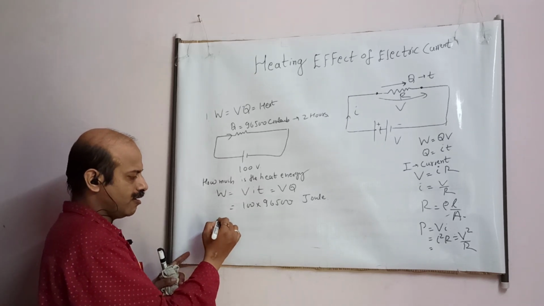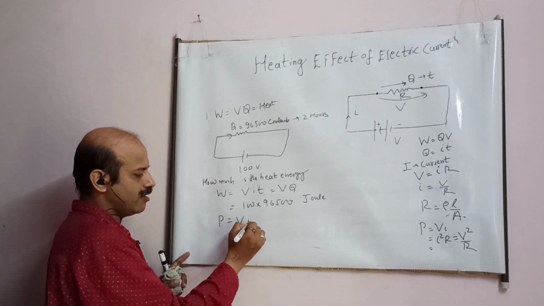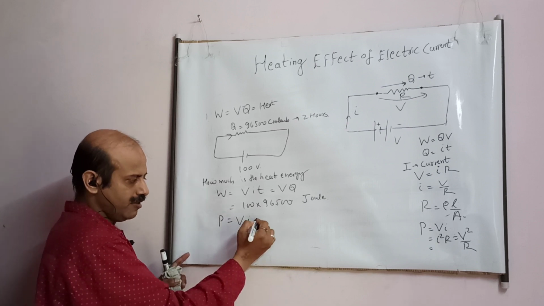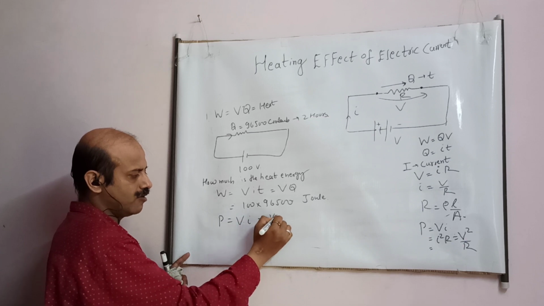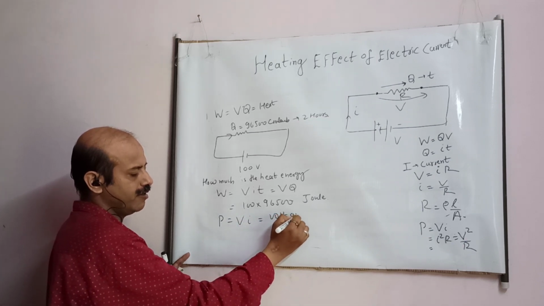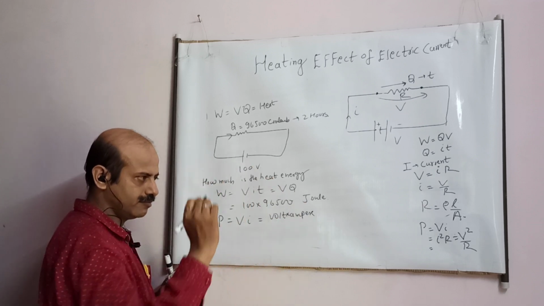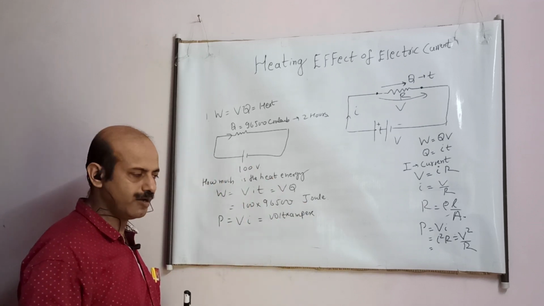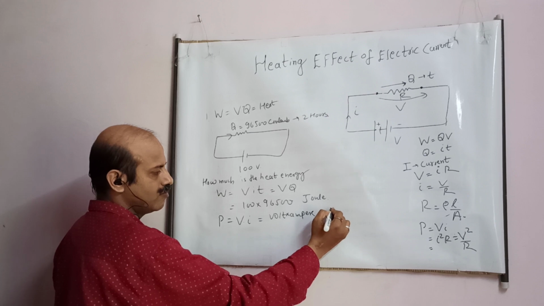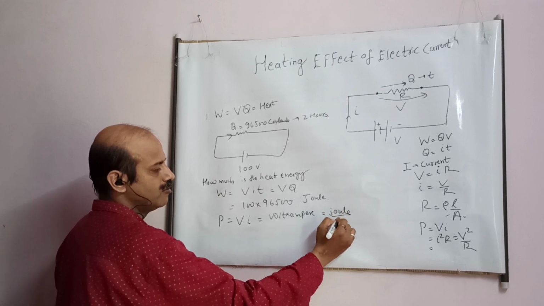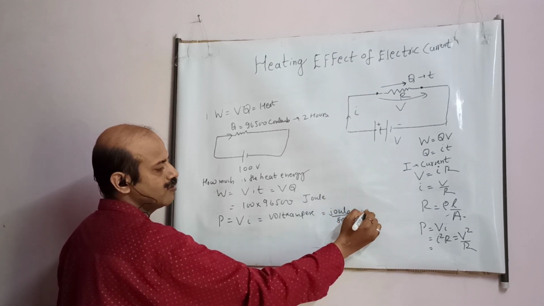One more thing, student, the formula power is equal to V into I. From this we have another unit of power, volt ampere. Volt into ampere, okay student, this is equivalent to joule per second. This is also what is 1 watt.